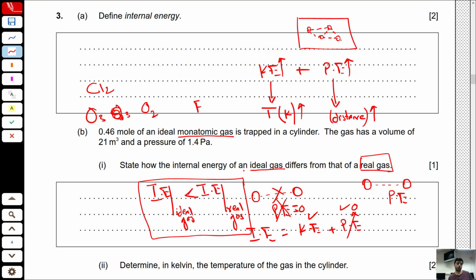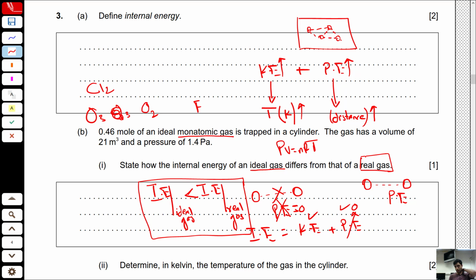So why do we use an ideal gas? So that we can simplify the mathematics and use the equation PV equals nRT. The main assumption for using this equation is that the gas is an ideal gas. We cannot use this equation on a real gas.